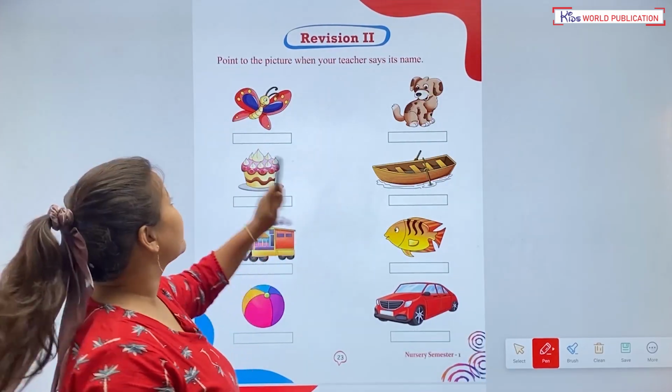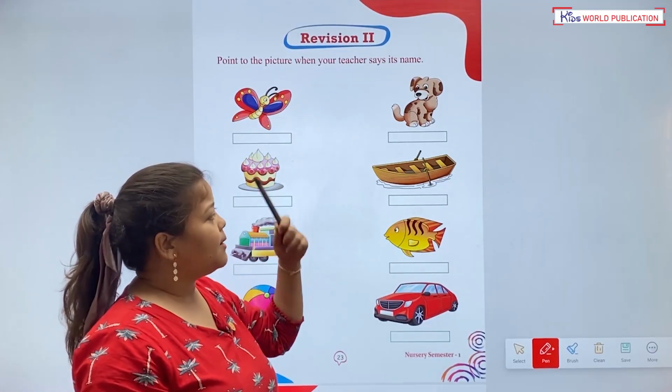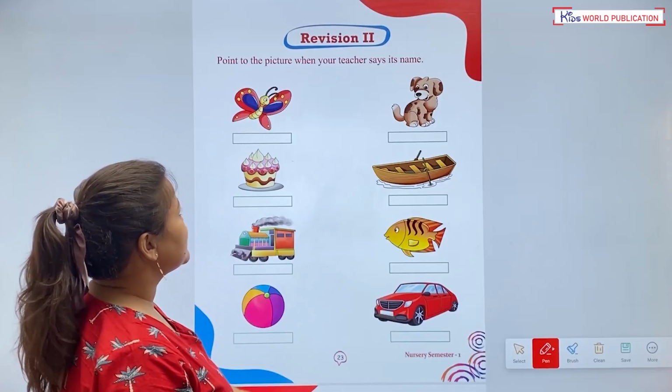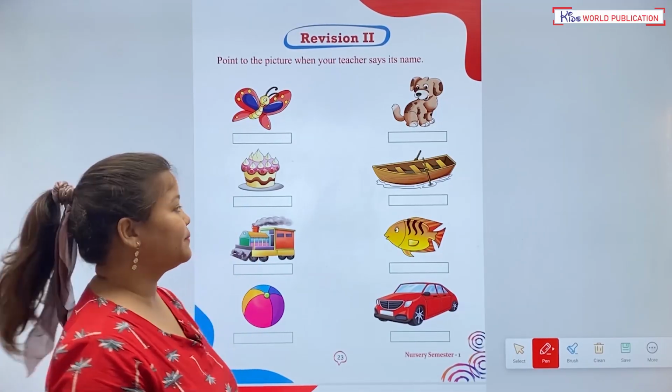Revision 2. Point to the picture when your teacher says its name. So kids, this is your classroom activity. Your teacher says these pictures' names and you will point to the picture.